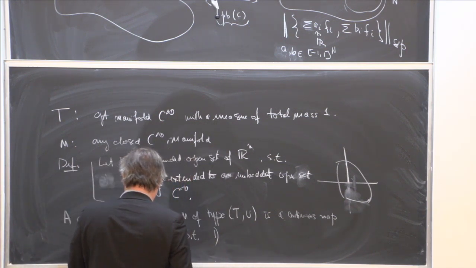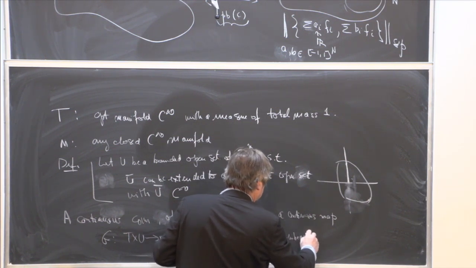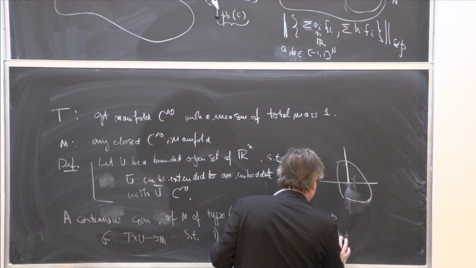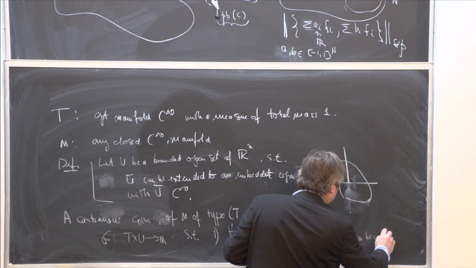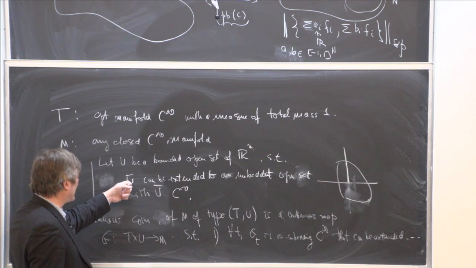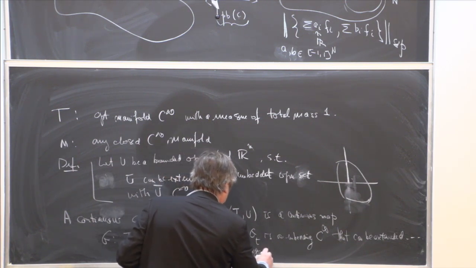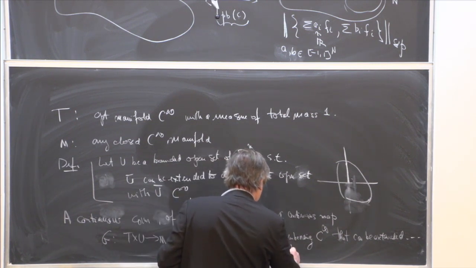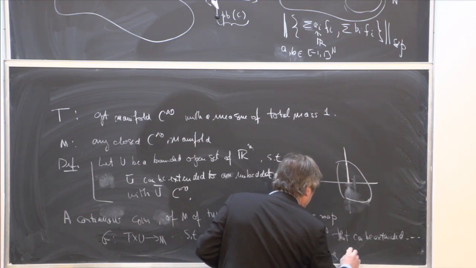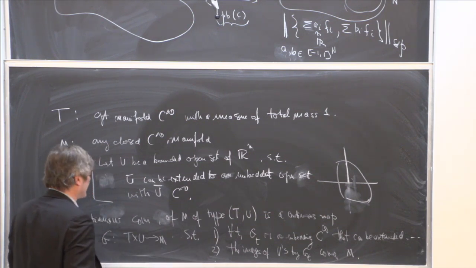So now there are two conditions. One, for every t, G_t is a smooth embedding that can be extended to some neighborhood of U, so that it will contain U bar. And two, the images of all the U's by G_t cover M. So this is what I call the continuous cover, indexed by the parameter space.